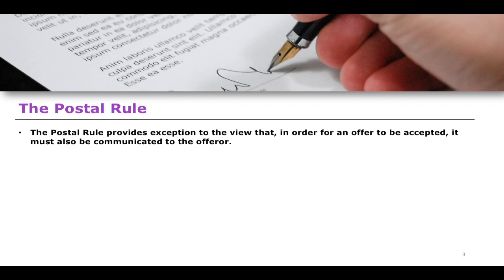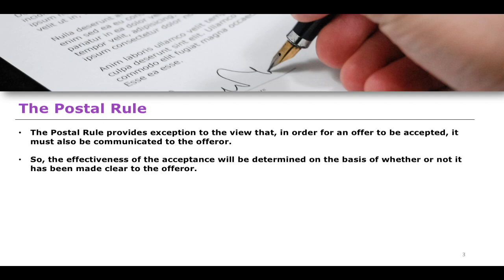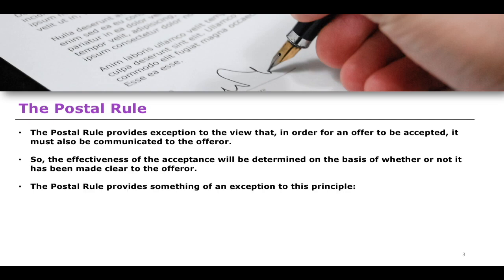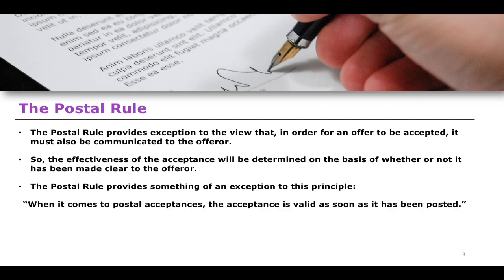Now, what the postal rule does is provide something of an exception to this view, because under the postal rule, there is not this need for the communication to the offeror. The offeror does not need to know that an offer has been accepted for a contract to exist. The effectiveness of the acceptance would otherwise be determined on the basis of whether or not it has been made clear to the offeror, but the postal rule provides an exception to this principle. What this essentially tells us is that when it comes to postal acceptances, so when it comes to an agreement that is formed via the post, the acceptance will be valid as soon as it has been posted, not as soon as it has been received.